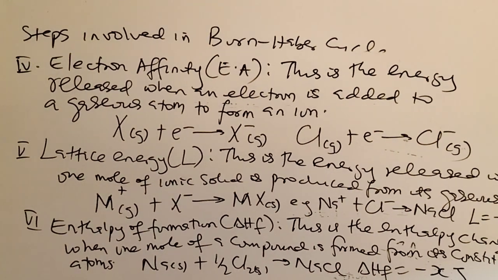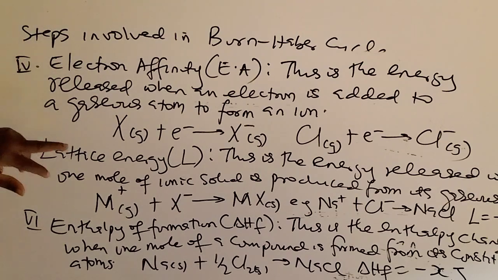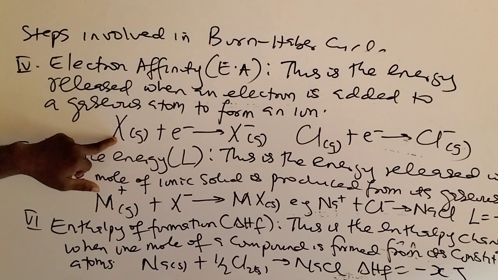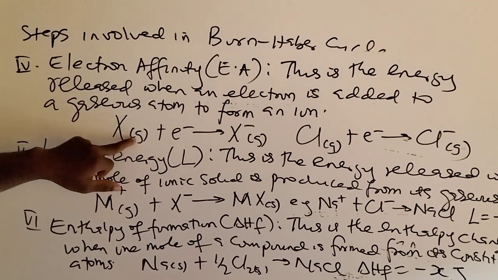So now the remaining 3 steps, or 3 energies, involved in the Born-Haber cycle. The fourth one is the one we call electron affinity, EA. This is the energy released when an electron is added to a gaseous atom to form an ion. Remember, the third step we did was the bond dissociation energy, where we produce a gaseous non-metallic atom.